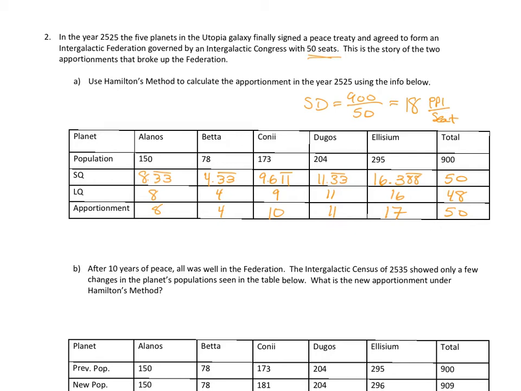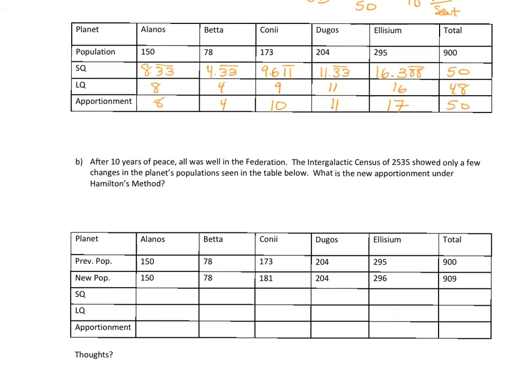Okay, after 10 years of peace, all was well in the Federation. The intergalactic census of 2535 showed a few small changes in the planet's populations, which we can see in the table.